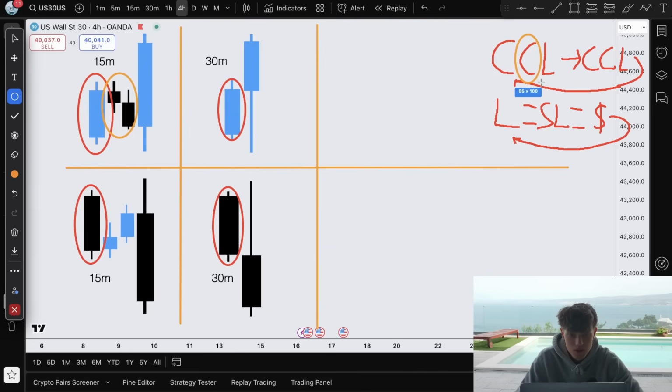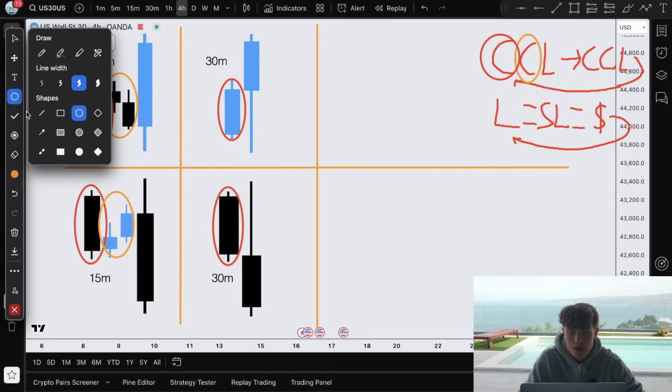So first of all, we had the continuation. Now we have the consolidation. Let's actually do something like this, so it's very clear, so everyone understands this. And now, why I've drawn out the 15-minute versus also the 30-minute is basically because on the 30-minute, you can't see the consolidation because it's just one candle.